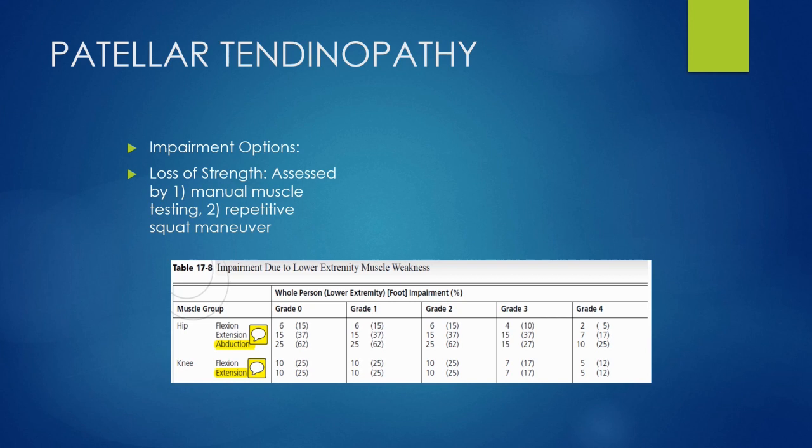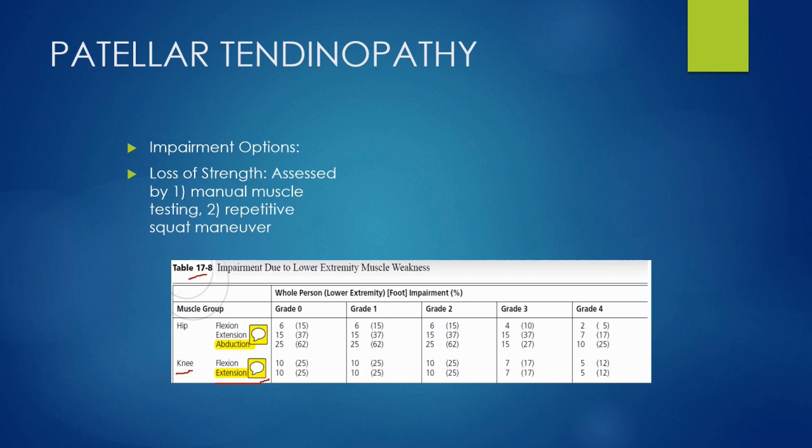Another option that you have available to you has to do with permanent impairment related to loss of strength as assessed by manual muscle testing. So here in Table 17.8, we have impairment values due to loss of strength, and in this case it's going to be due to loss of strength of resisted knee extension. Now, with patellar tendinopathy cases, it's going to be a rare case where you're able to identify loss of quadriceps strength through manual muscle testing. Quadriceps are simply too strong to be able to pick up subtle weaknesses due to patellar tendinopathy.